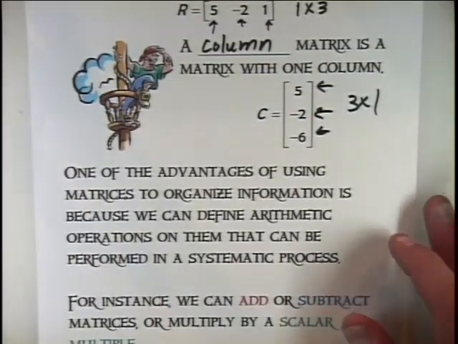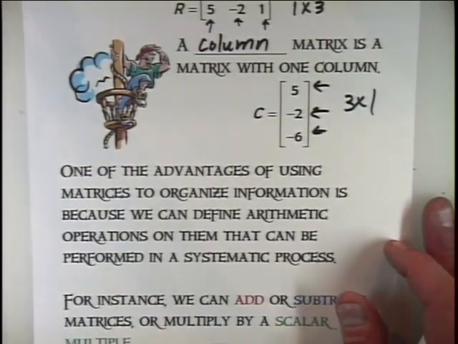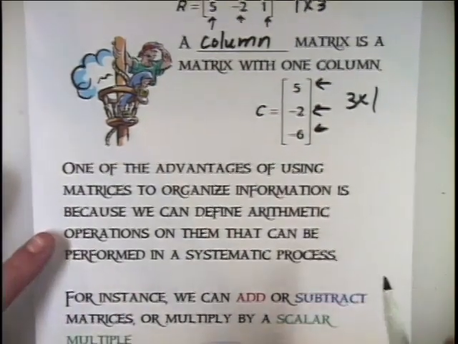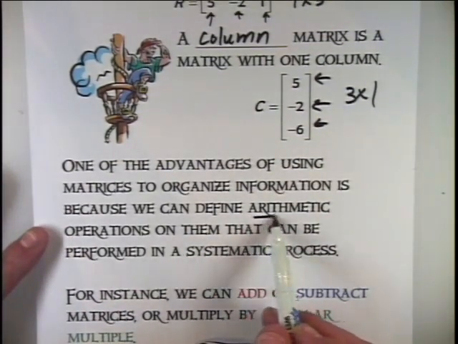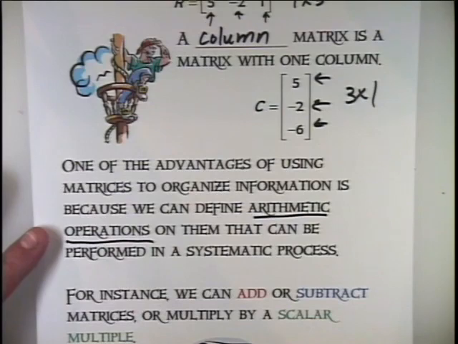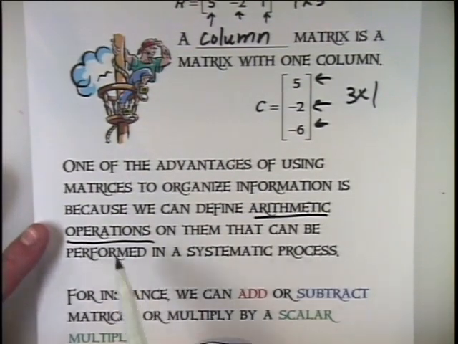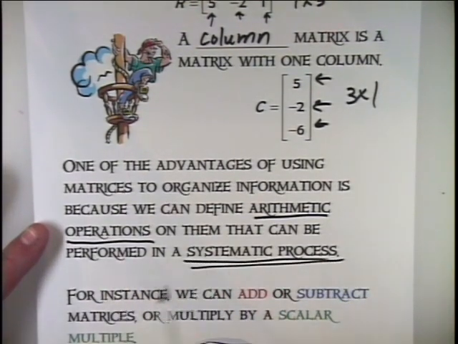Now, one of the advantages to using matrices, getting rid of the column headers and just looking at the numbers in a systematic sequence, is because we can define arithmetic operations on the matrices. And those arithmetic operations, much like we do on our numbers, can be performed in a systematic process.